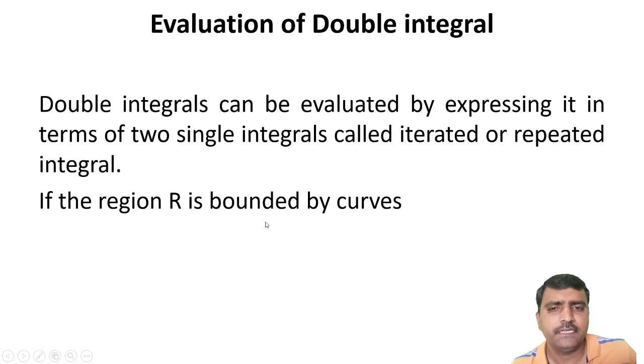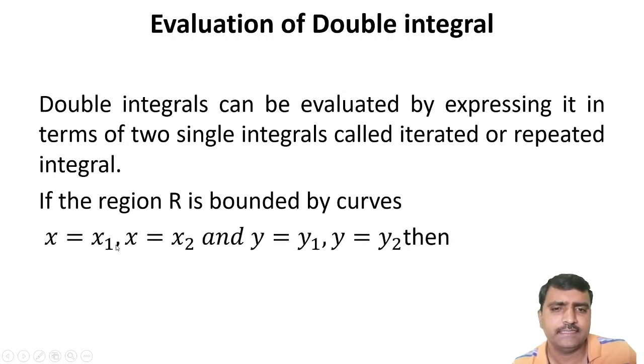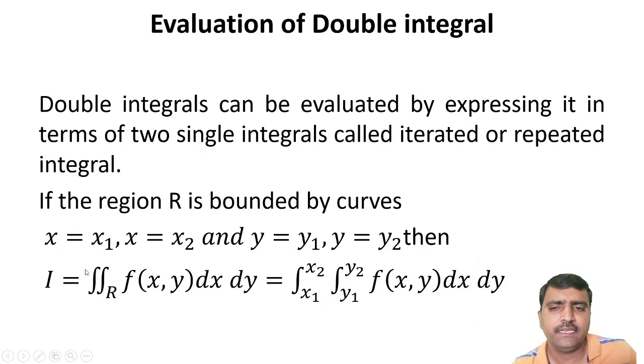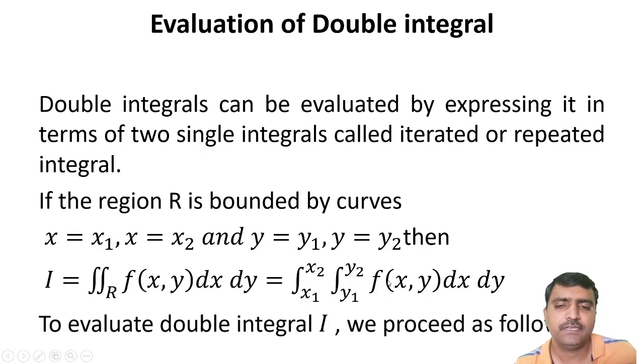So if the region R is bounded by the curves x is equal to x1, x is equal to x2, and y is equal to y1, y is equal to y2, then the double integration of f of xy with respect to x and y over the region R is equal to the integral from x1 to x2, y1 to y2 of f of xy dx dy. That means first we have to take the integration with respect to x. When we are integrating with respect to x, treat y as a constant, and then we integrate with respect to y. When you are integrating with respect to y, if x is there, you treat x as a constant. Okay, this is the method.